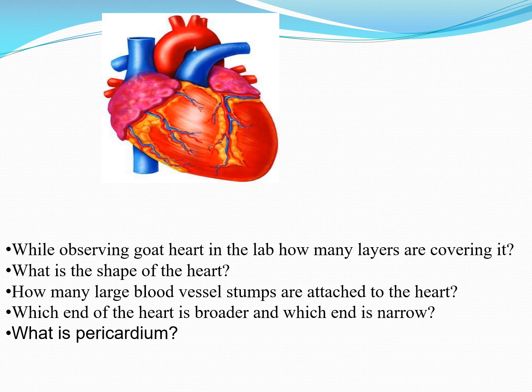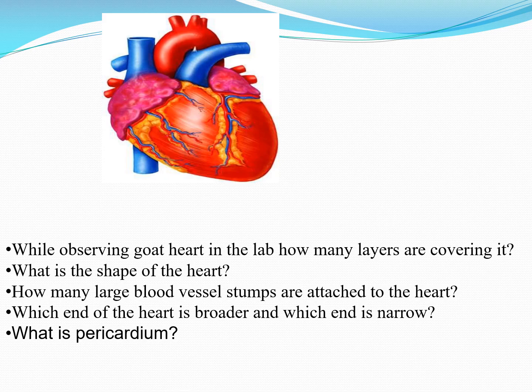Here, first question, while observing a goat heart in the lab, how many layers are covering it? 2-layered pericardium. The heart is enclosed by a bimembranous transparent pericardium. Next question, what is the shape of the heart? The heart is pear shaped, roughly triangular in shape, wider at the anterior portion and narrower at the posterior region.